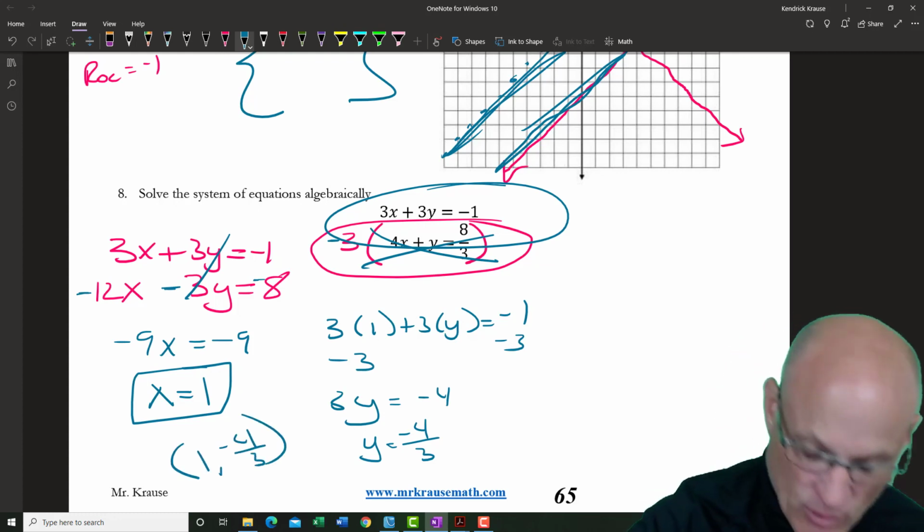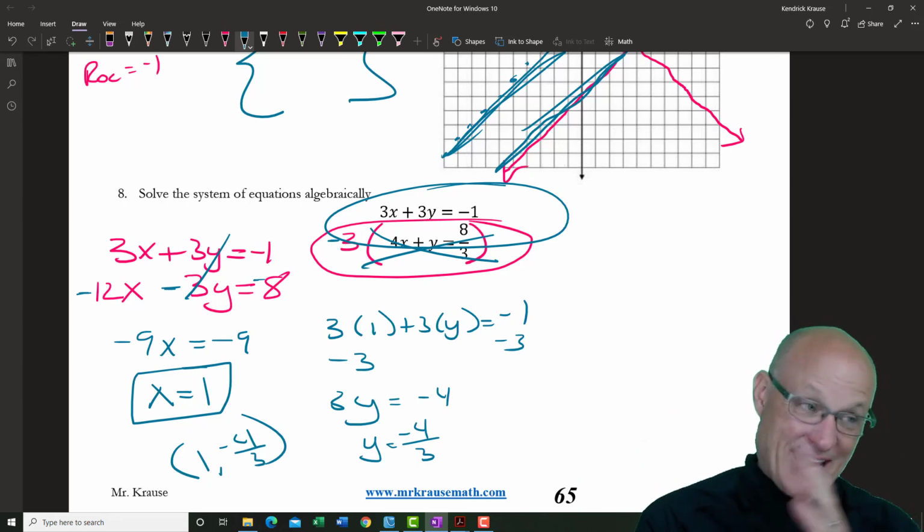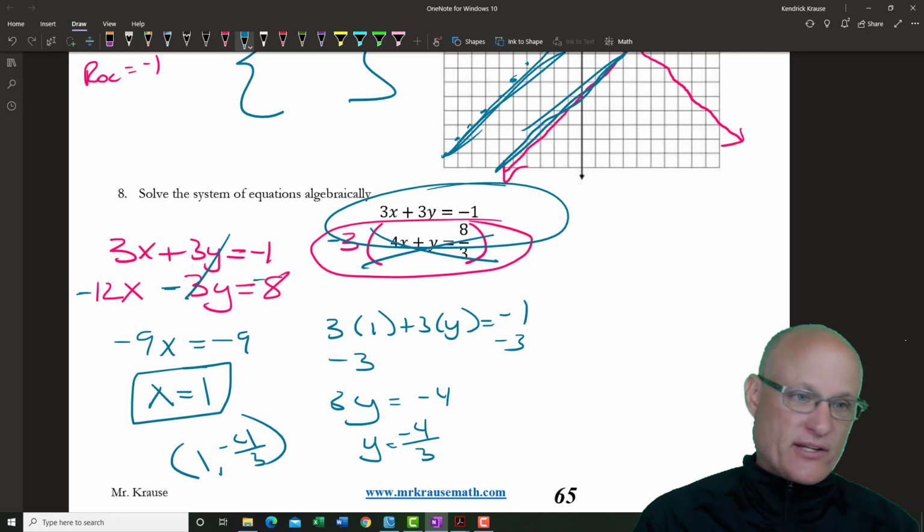All right, that should all be review. That is solving systems of equations graphically and algebraically. We'll do way more with this later on this year.